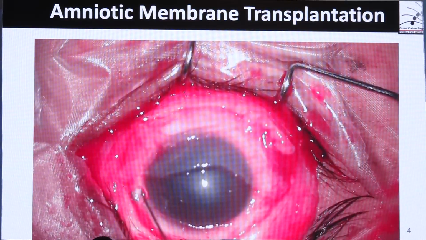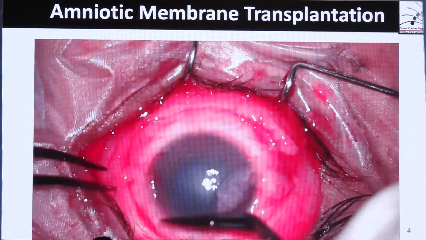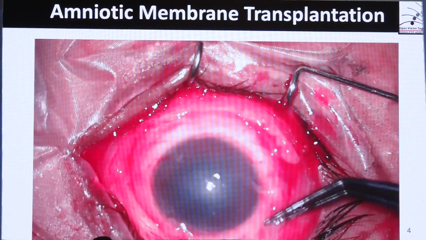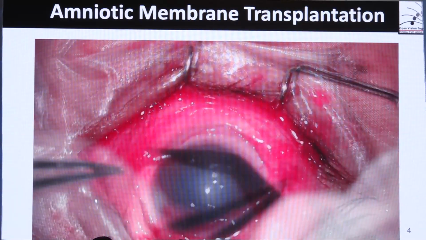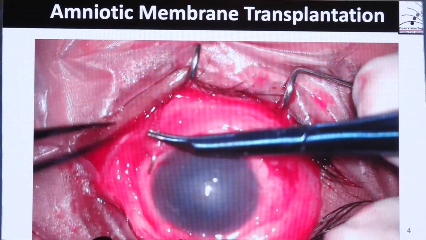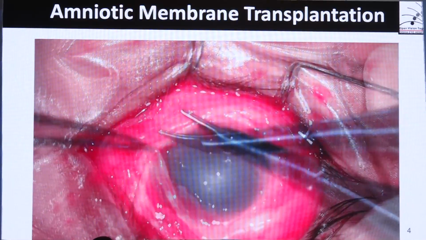And in children, whenever you are putting this amniotic membrane, you should put a suture. You can put either a Tenon nylon circumferential suture at the limbus, or you can just suture it. These peritomy areas can be sutured using Vicryl sutures, because children will rub and sometimes it may dislodge.